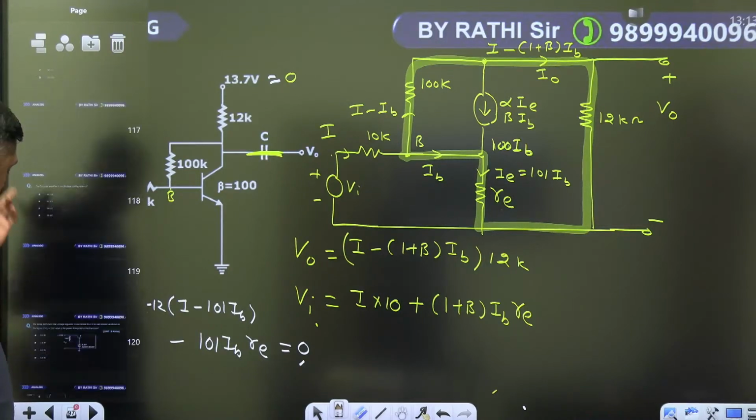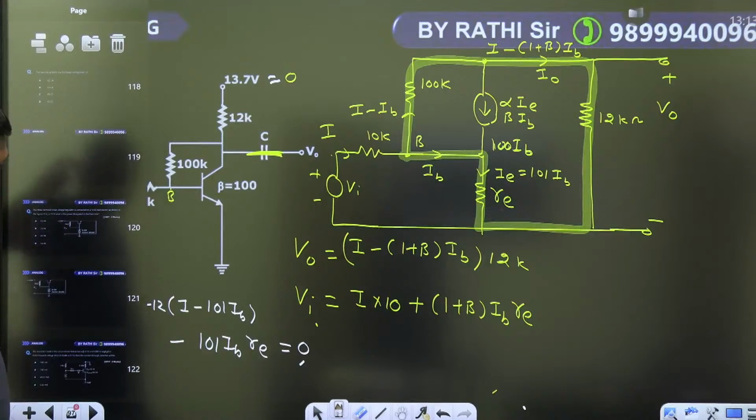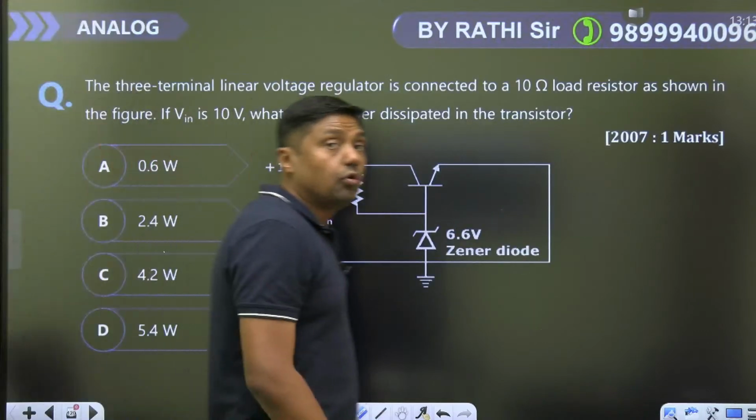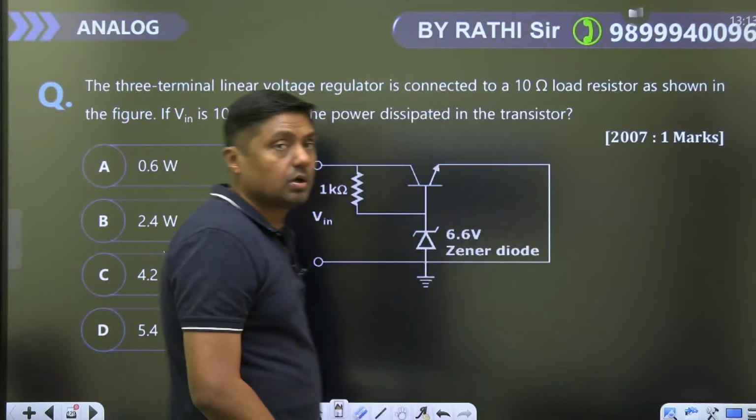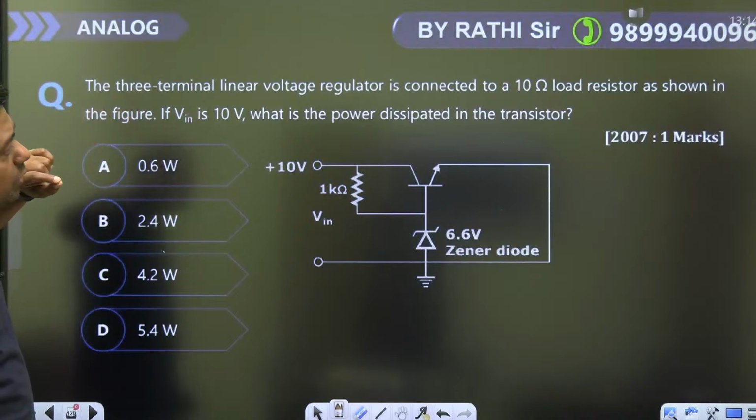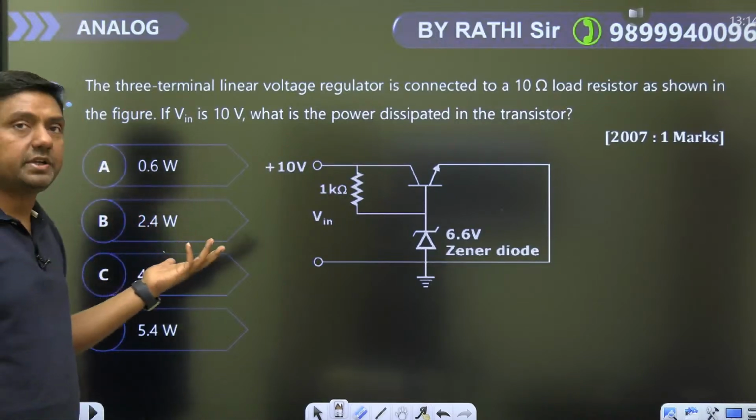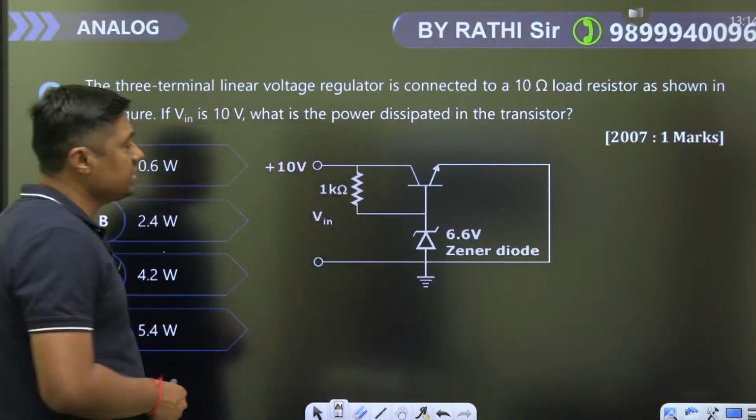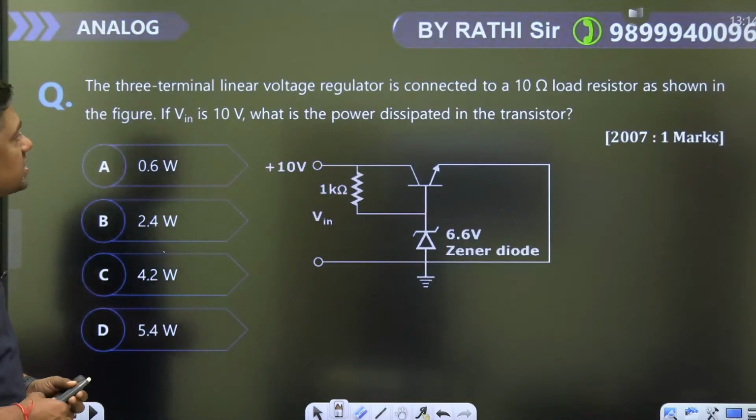Now, sometimes we get questions on voltage regulators. Last question, voltage regulator. The 3-terminal linear voltage regulator is connected to a 10 ohm load resistor as shown in the figure. The 3-terminal linear voltage regulator is an application of BJT. This is called a series voltage regulator. I think the load resistor is missing.